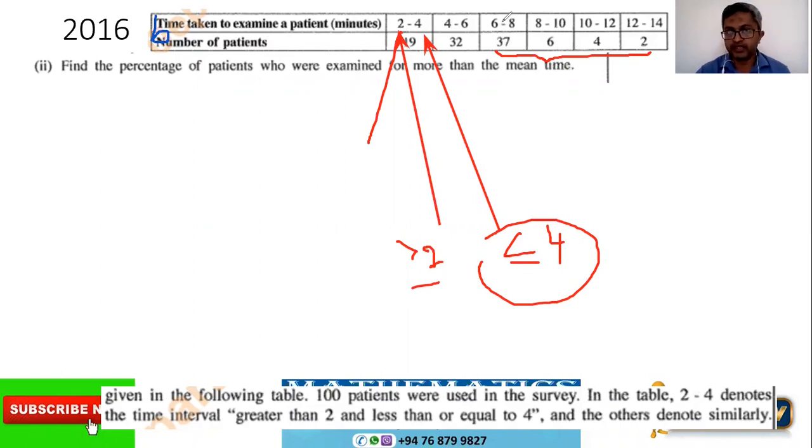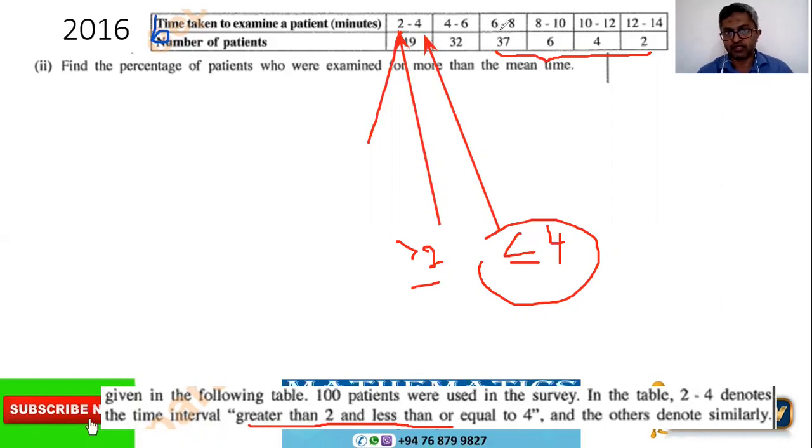Now if you take the 6 to 8 frequency, 6 minutes is the mean time. If it were 6.1 or 6.5, any other value, we would be in trouble and would not be able to do it. But here the mean time we found is 6 minutes, so that is our best chance. Since 6 is not included, the answer is more than 6.